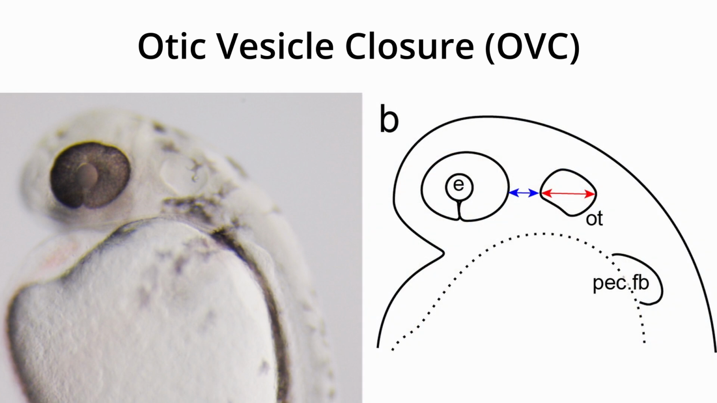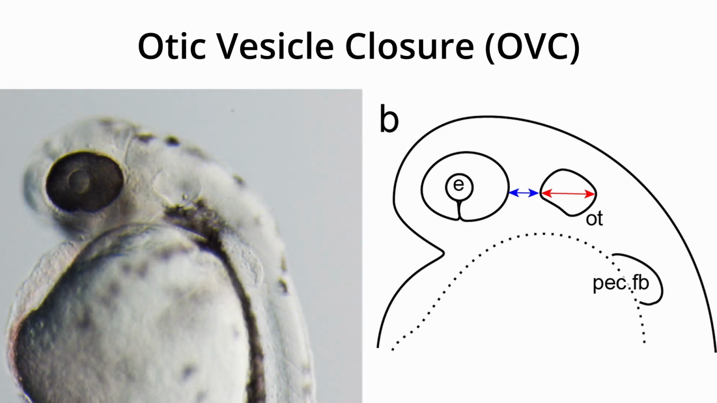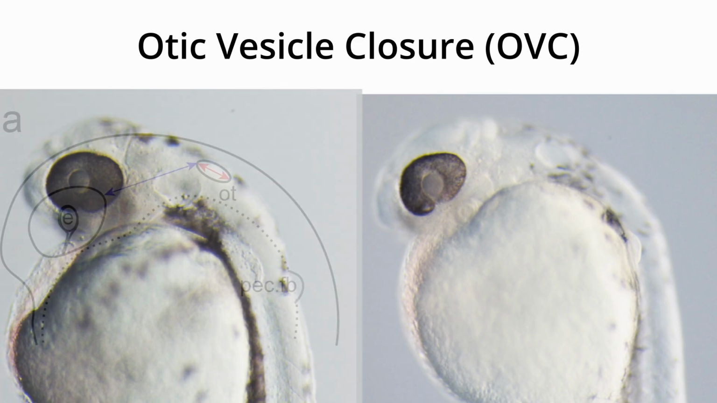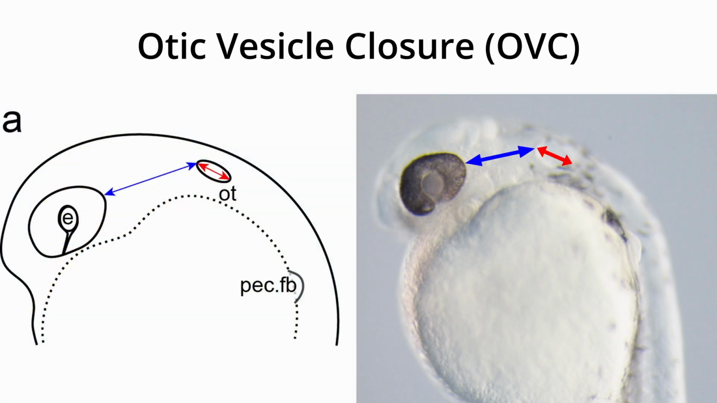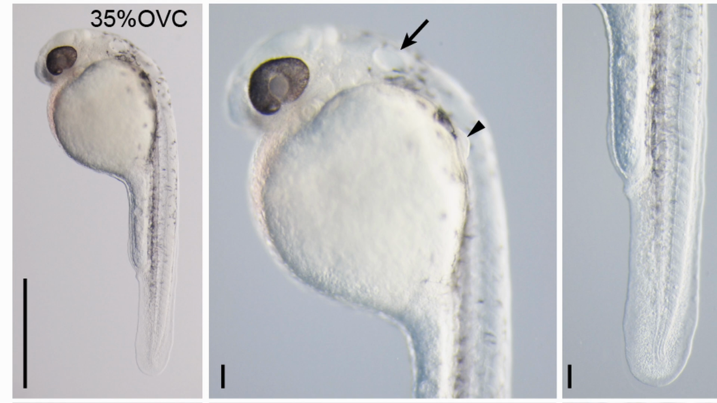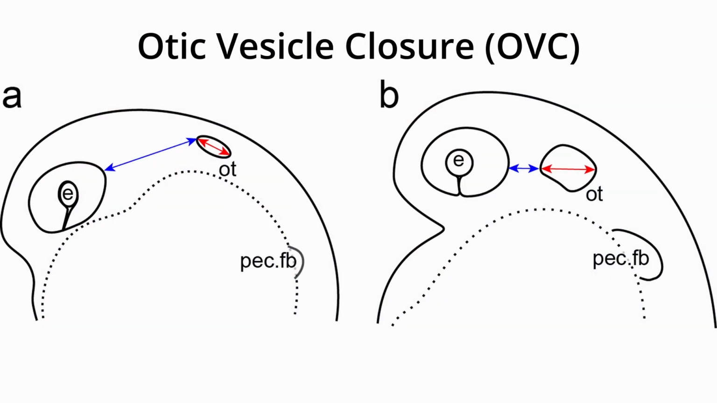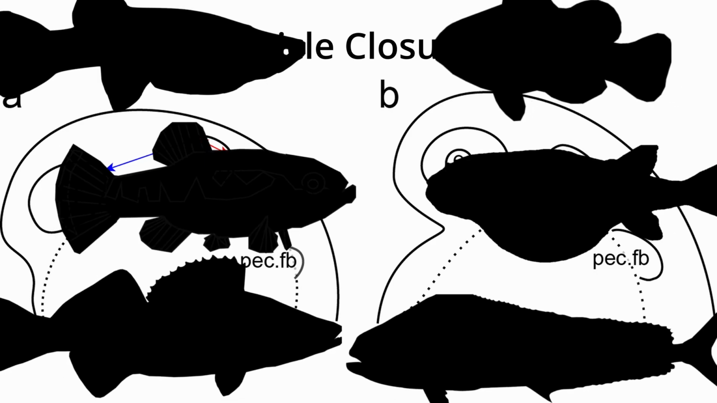In goldfish at this time, as development progresses, the distance between the inner ear and the eye shrinks and at the same time, the size of the inner ear increases. Therefore, by measuring the diameter of the inner ear and the distance from the anterior end of the inner ear to the back of the eyes, it is possible to calculate the ratio. For example, the ratios can be represented as 25% OVC or 35% OVC. Thankfully, this staging index was so easy to use that it was also cited in research on other species.